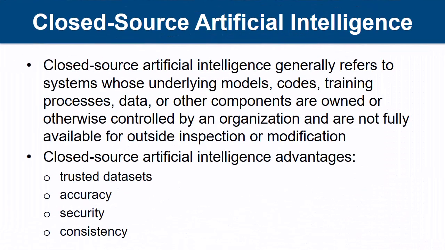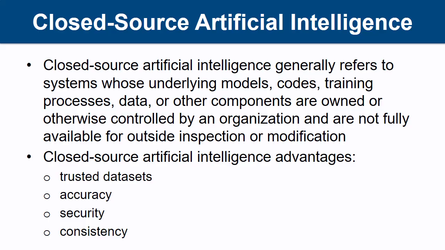Now, what is closed-source AI? Closed-source AI generally refers to systems whose underlying models, code, training processes, data, or other components are owned or otherwise controlled by an organization and are not fully available for outside inspection or modification. In other words, the data and system belong to or are controlled by the organization, and no one else may have access to them without the organization's permission.